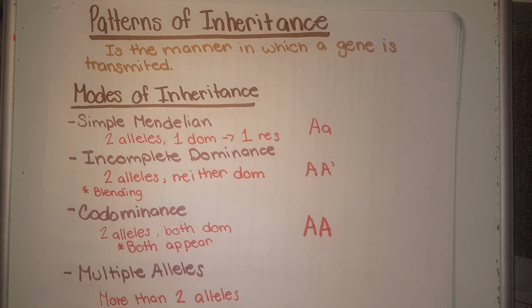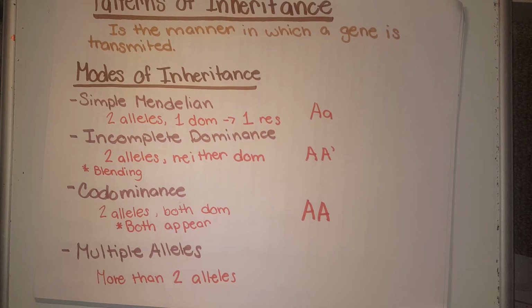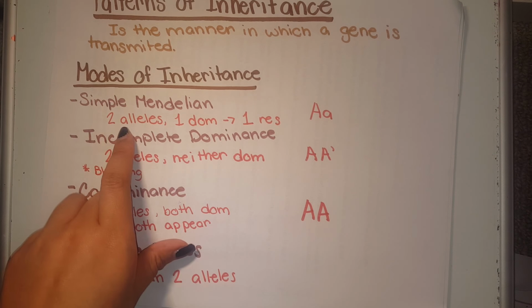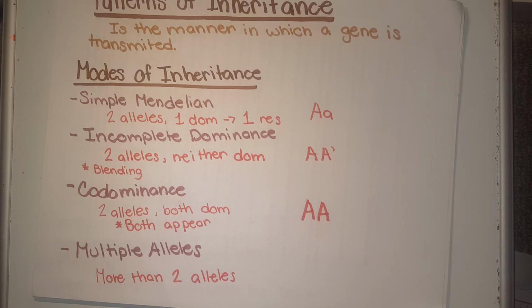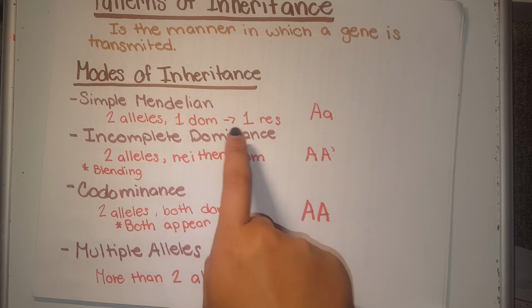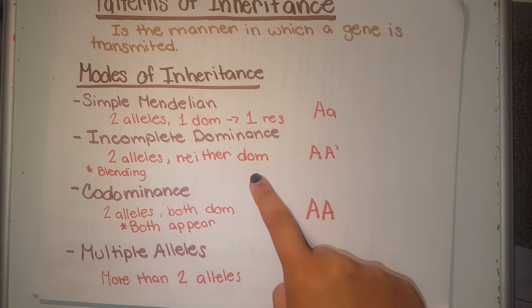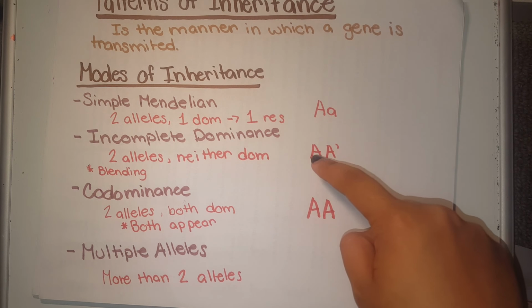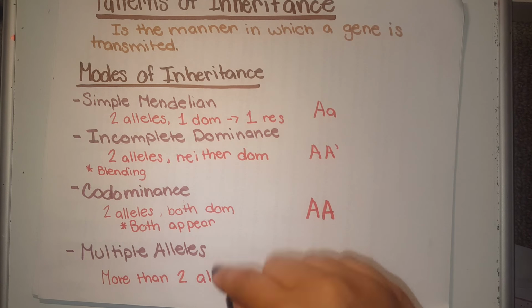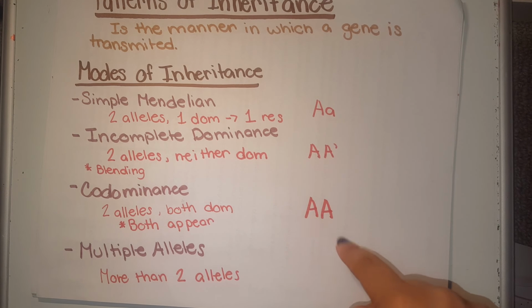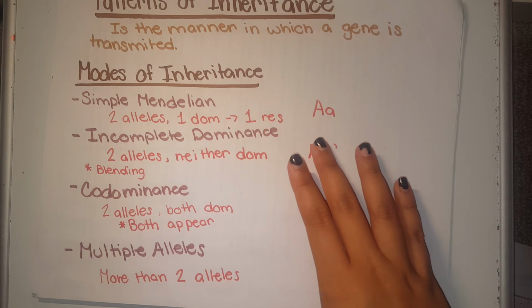So we have the patterns of inheritance, which is the manner in which a gene is transmitted. There are modes of inheritance. Simple Mendelian means we have two alleles, one dominant and one recessive, and it would look like this. Incomplete dominance, where there are two alleles, neither dominant, so there's one large A and one large A with a prime, and this makes a blending effect. Codominance, we have two alleles, both dominant, and they both appear, so we have two A's. Multiple alleles, there are more than two alleles.